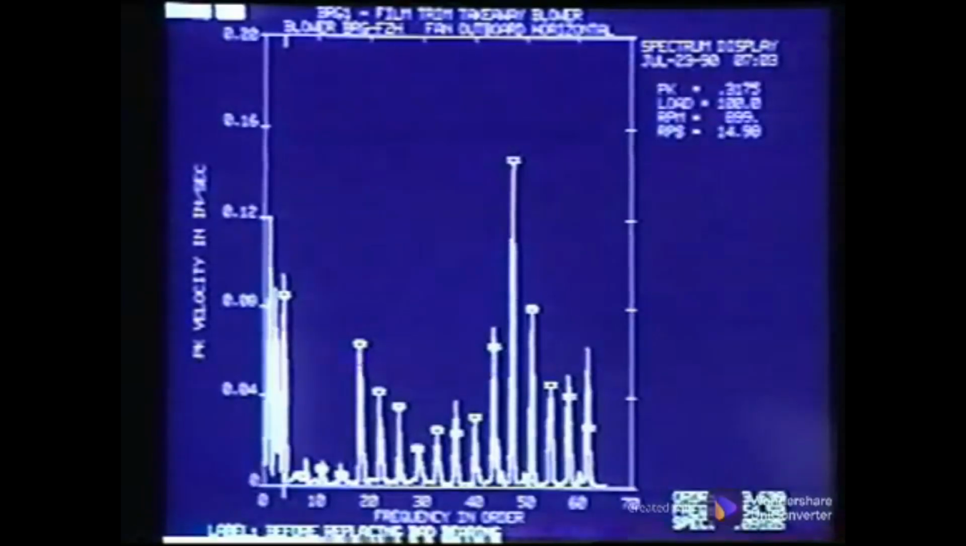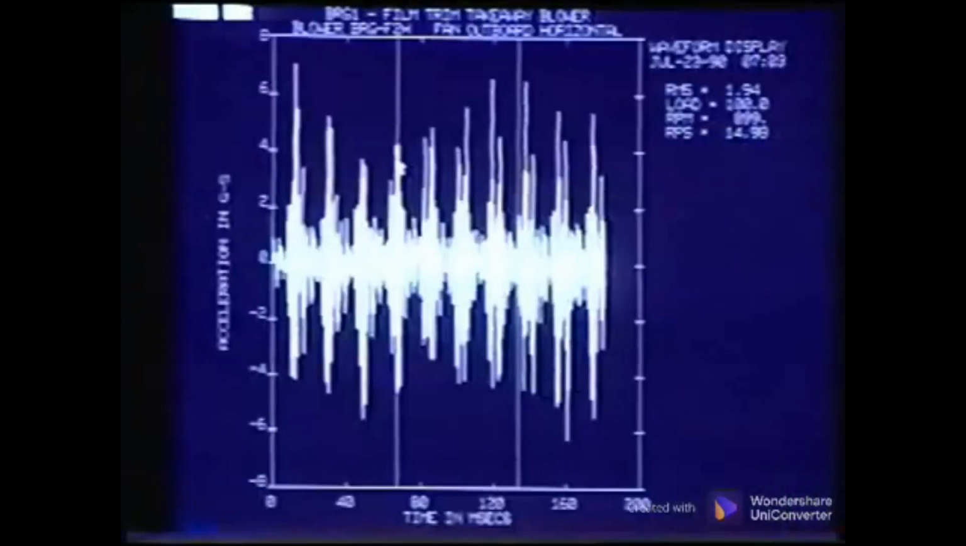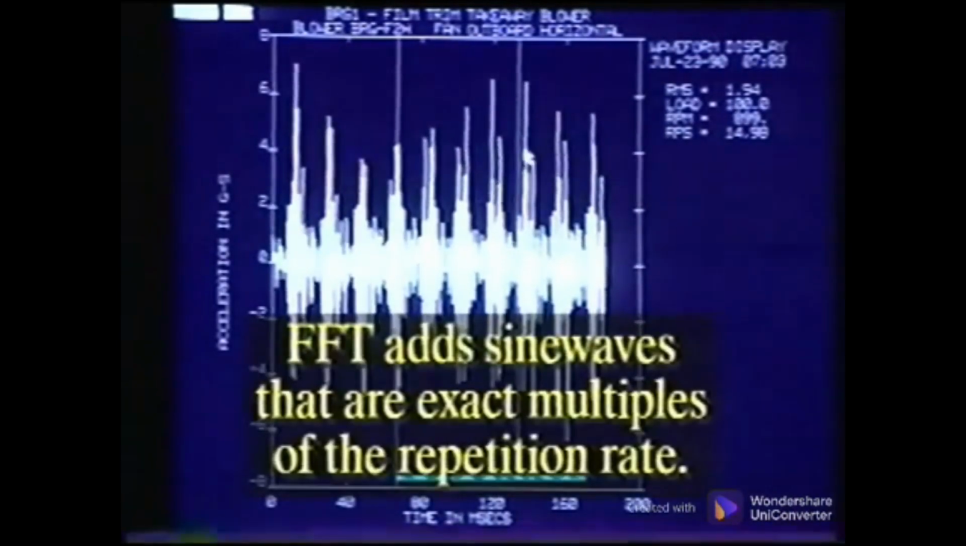The spectral data shows multiple peaks that have wide skirts. Setting the primary cursor on the peak at 54 Hz, we see that the harmonic cursors fall on top of the peaks. Although the impacts in the waveform are spaced at an interval equal to 54 Hz, the energy shows up as multiples of the frequency. This is due to the FFT process, which adds a series of sine waves that are exact multiples of the repetition rate of the signal creating the harmonics.